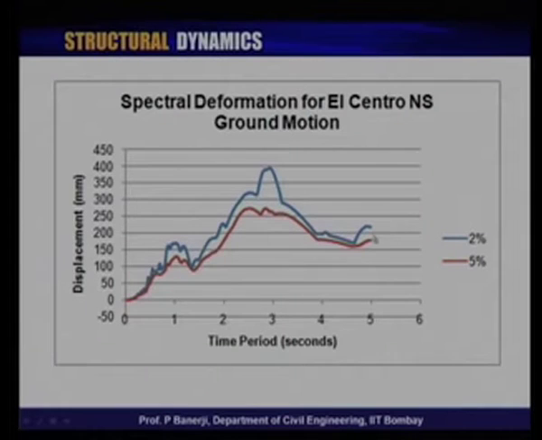And if you look at this here, this is of course only 5 seconds. If you keep going, you will see that both of these are converging to a certain value, and that value is of the order of about 2 meters, because that was the peak ground displacement in the El Centro north-south ground motion of the 1940 Imperial Valley earthquake. So, you see, the deformation spectrum has a specific characteristic form, which is very interesting.